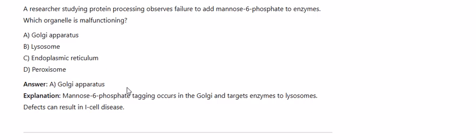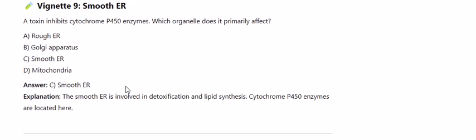Vignette 9. Smooth ER. A toxin inhibits cytochrome P450 enzymes. Which organelle does it primarily affect? A. Rough ER. B. Golgi apparatus. C. Smooth ER. D. Mitochondria. C. Smooth ER. The smooth ER is involved in detoxification and lipid synthesis. Cytochrome P450 enzymes are located here.